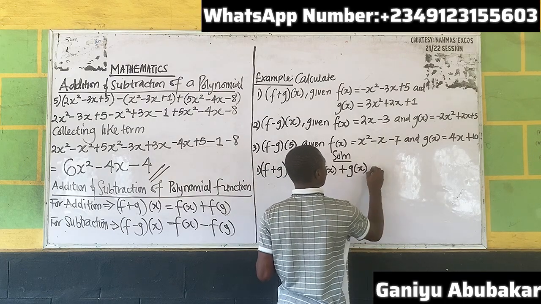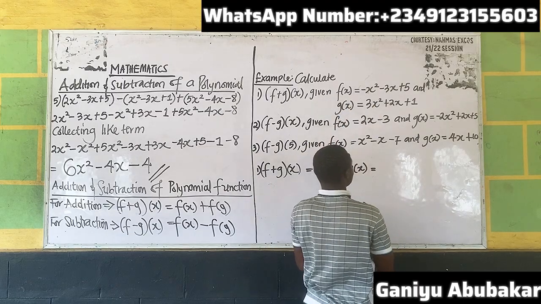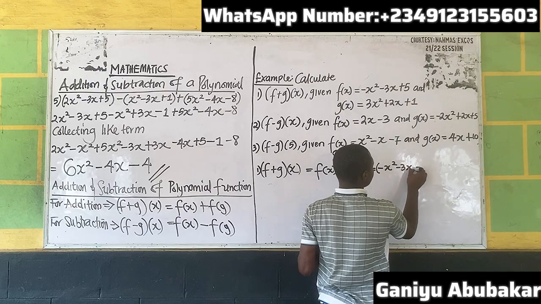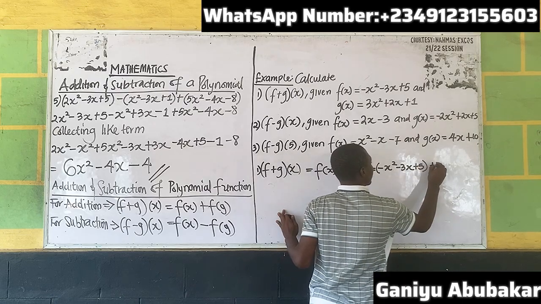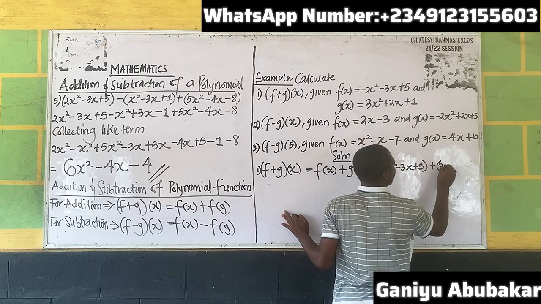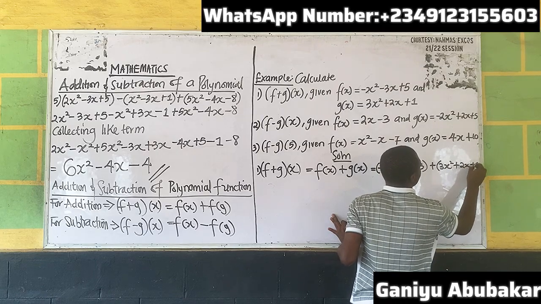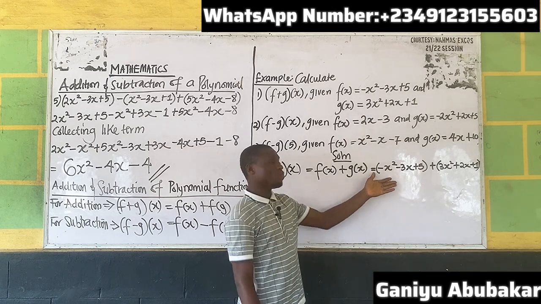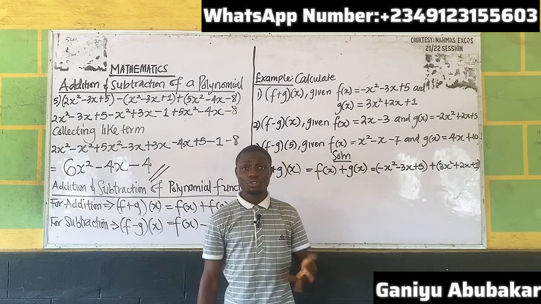This is now equal to f of x, which is this value here: minus x squared minus 3x plus 5 in a bracket, plus g of x, which is this value here: 3x squared plus 2x plus 1. From there, you can now break this down. As you can see, it's similar to what we have done before, but in this, they give you a question in terms of functions.